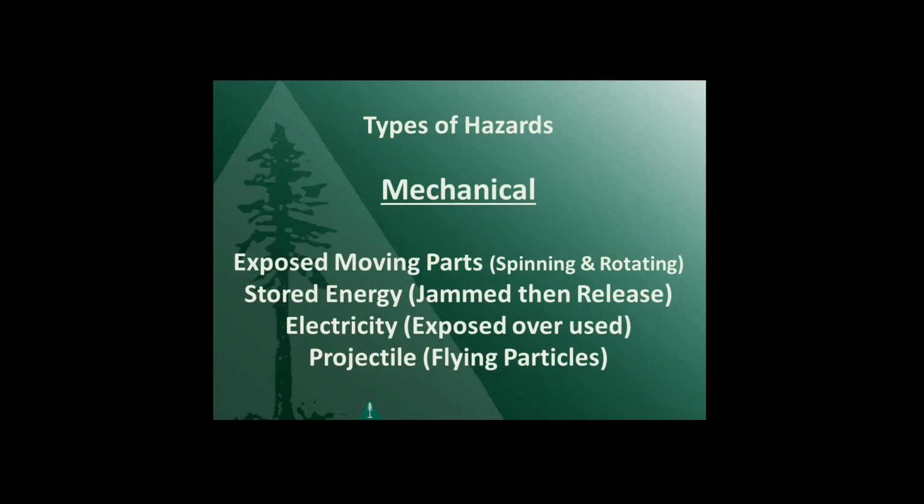Electricity, I mean, are there electrocution hazards? Are things in our facilities grounded to help control the flow of electricity so that it doesn't flow through our workers and injure them? And then projectiles, flying particles, sawdust flying through the air, coming off the different processes that we do. How do we control that?